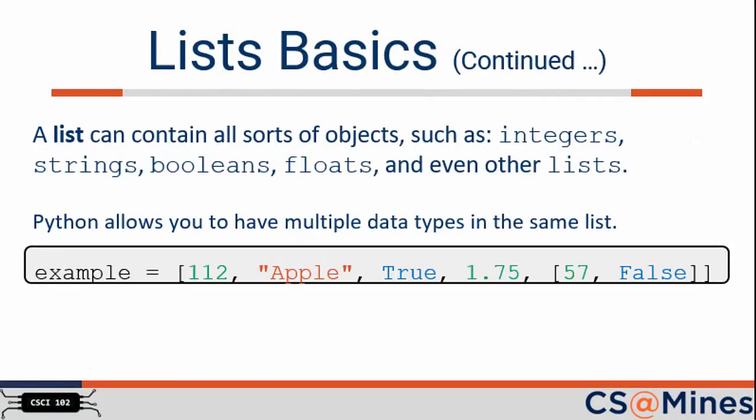Unlike other languages, a Python list can contain many different types of objects in the list. You can declare a list with integers, strings, booleans, floats, and even other lists, as shown in the example on this slide. Each list can contain any combination of these data types.